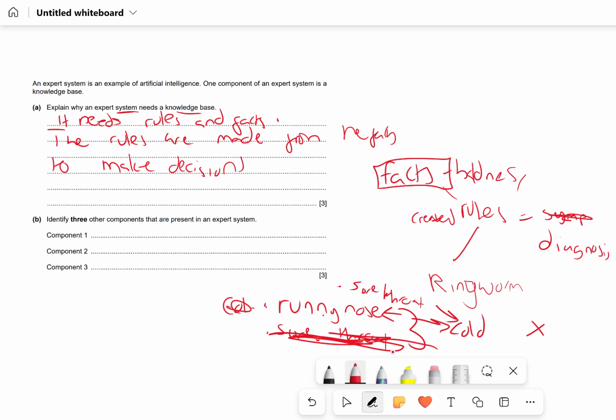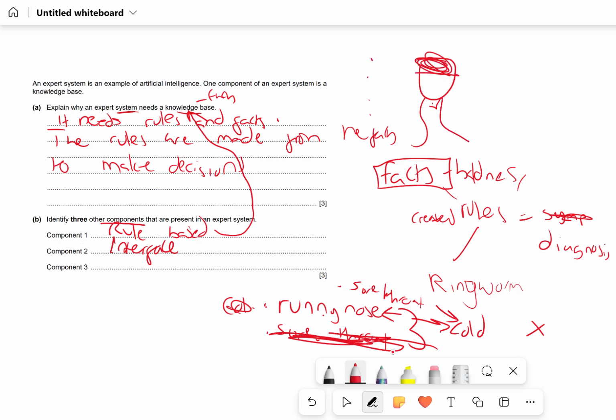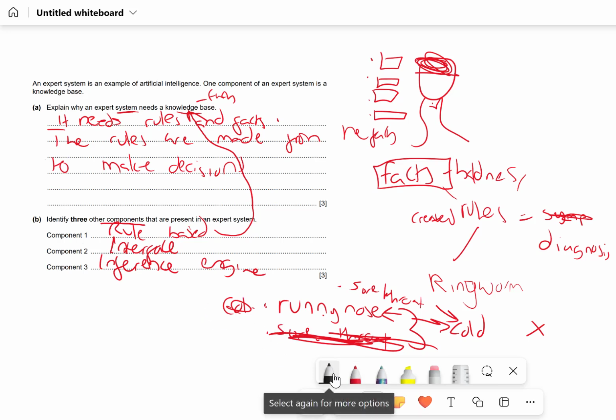Identify 3 other components that are present in an expert system. So we know that it needs to be rule-based. The rule base works with the knowledge base. The knowledge base is the facts. The rule base is the rules. You can bind them together. You then have the interface. So WebMD had that picture of that human where I clicked on the head. I then clicked on the different problems I've got. So it was a nice interface for me to use. And the final thing is the inference engine. The inference engine is basically what looks at all the different rules and says which one's most likely.